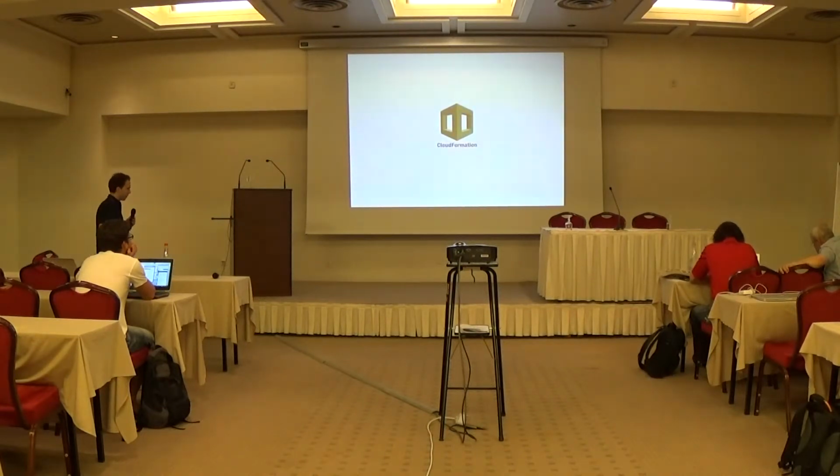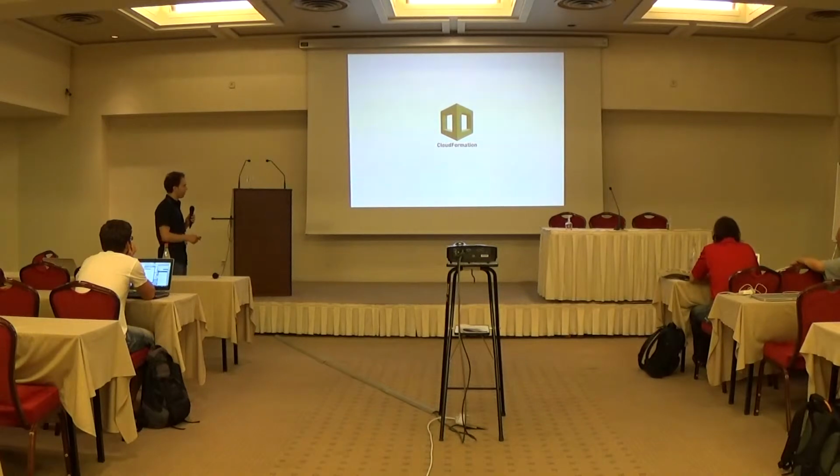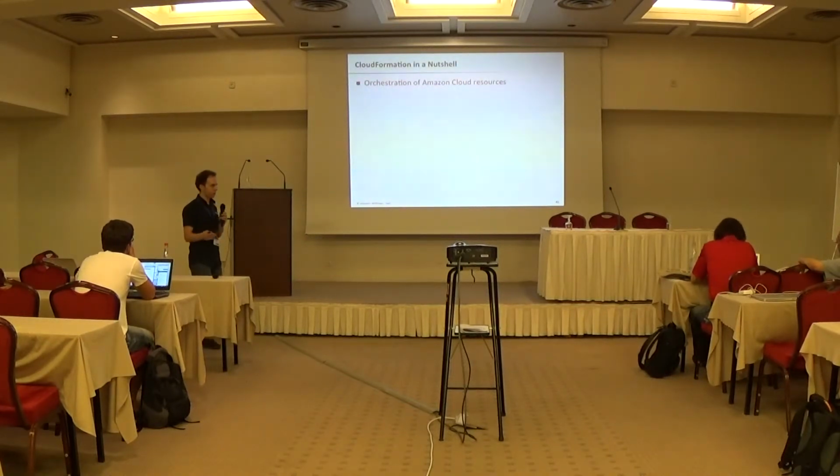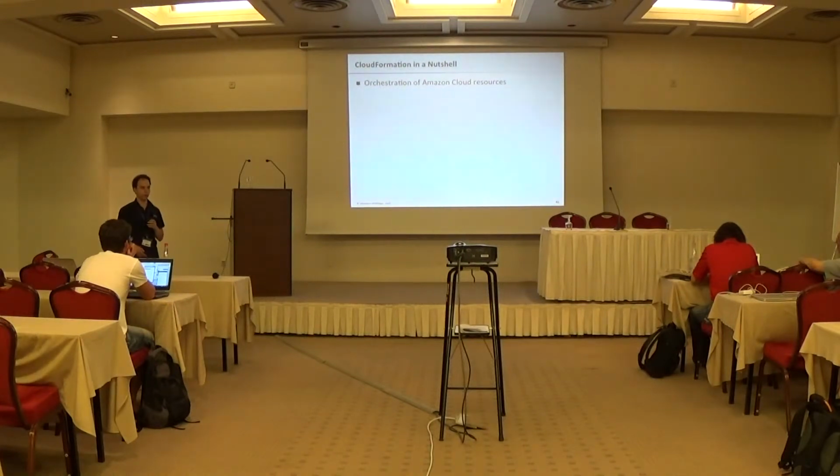For the next part of the talk, we are going to have a look at CloudFormation. As I've told you before, CloudFormation is an orchestration tooling provided by Amazon, and because it's provided by Amazon, it's mainly targeted to orchestrating resources in the Amazon cloud. In the Amazon cloud we have a huge variety of services, like EC2 for virtual machines, and some storage related services, for example DynamoDB, database as a service, and so on.